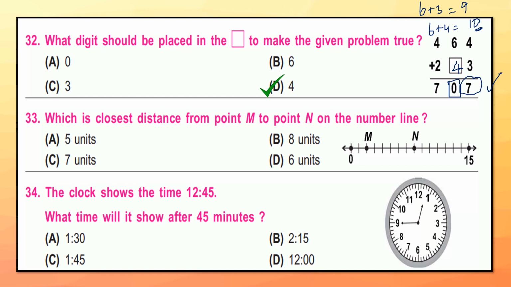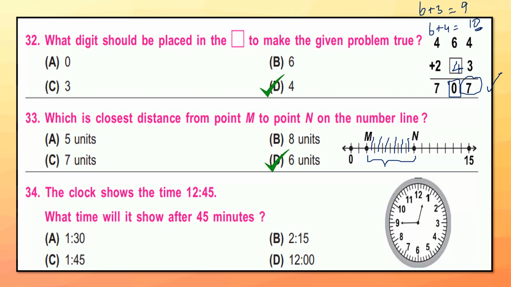Question number 33. Which is closest distance from point M to point N on the number line? Option A, 5 units, option B, 8 units, option C, 7 units, option D, 6 units. We can see the number line, the distance from M to N, the number of units, 1, 2, 3, 4, 5, 6. There are 6 units from point M to point N. So the correct answer is option D, 6 units.